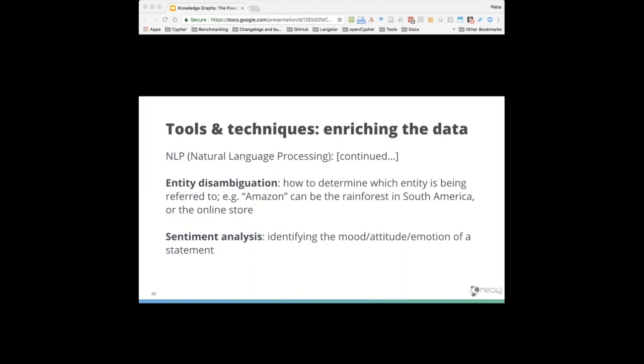Also, another facet is sentiment analysis, and that's trying to identify from a statement what's perhaps being inferred, or what's not being said directly but is being meant. Things like polarizing statements, negative statements very much, that sort of thing.